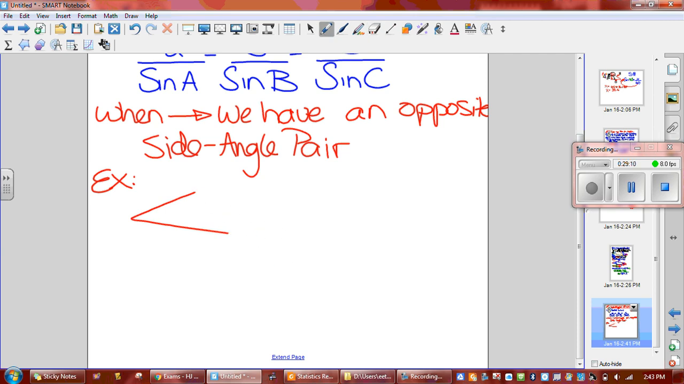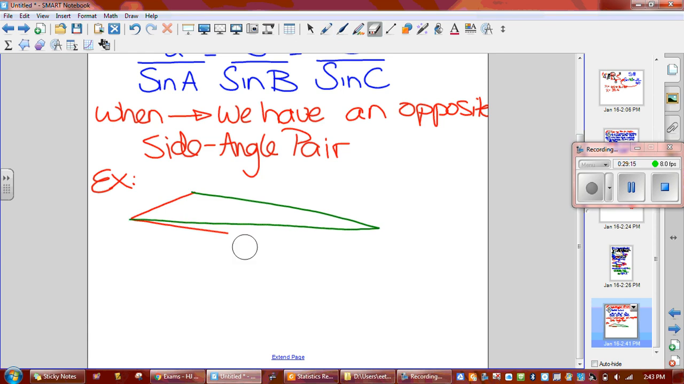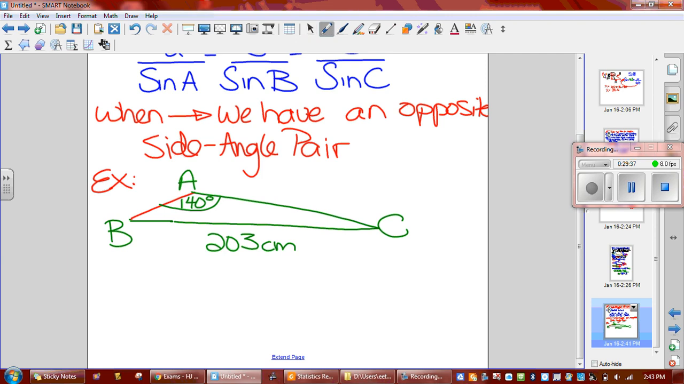So I'm going to put 140 degrees right there. That's for this angle. And I'm going to put 203 centimeters for that length right here. I'm going to call this guy A, B, C. And I'm also going to put 30 degrees here. All right. Wrong corner, actually. 30 degrees has to go in the other corner, pardon me. So 30 degrees in that corner. Okay. The question's going to ask me to solve the triangle.